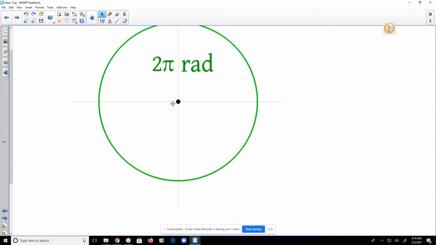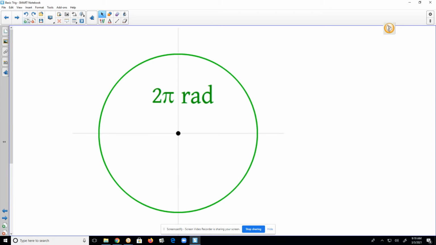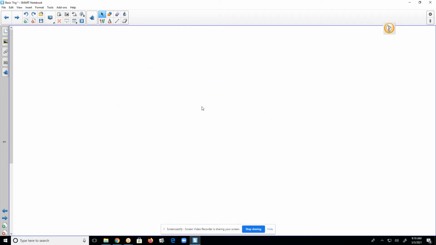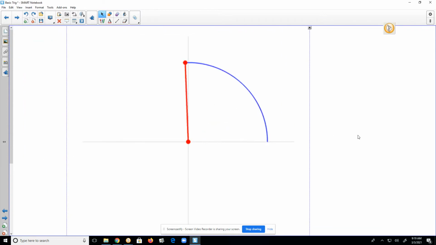animation I have. So let's see, can you start again? Let's see if I can copy and paste it. There we go. So there's my radius measure.